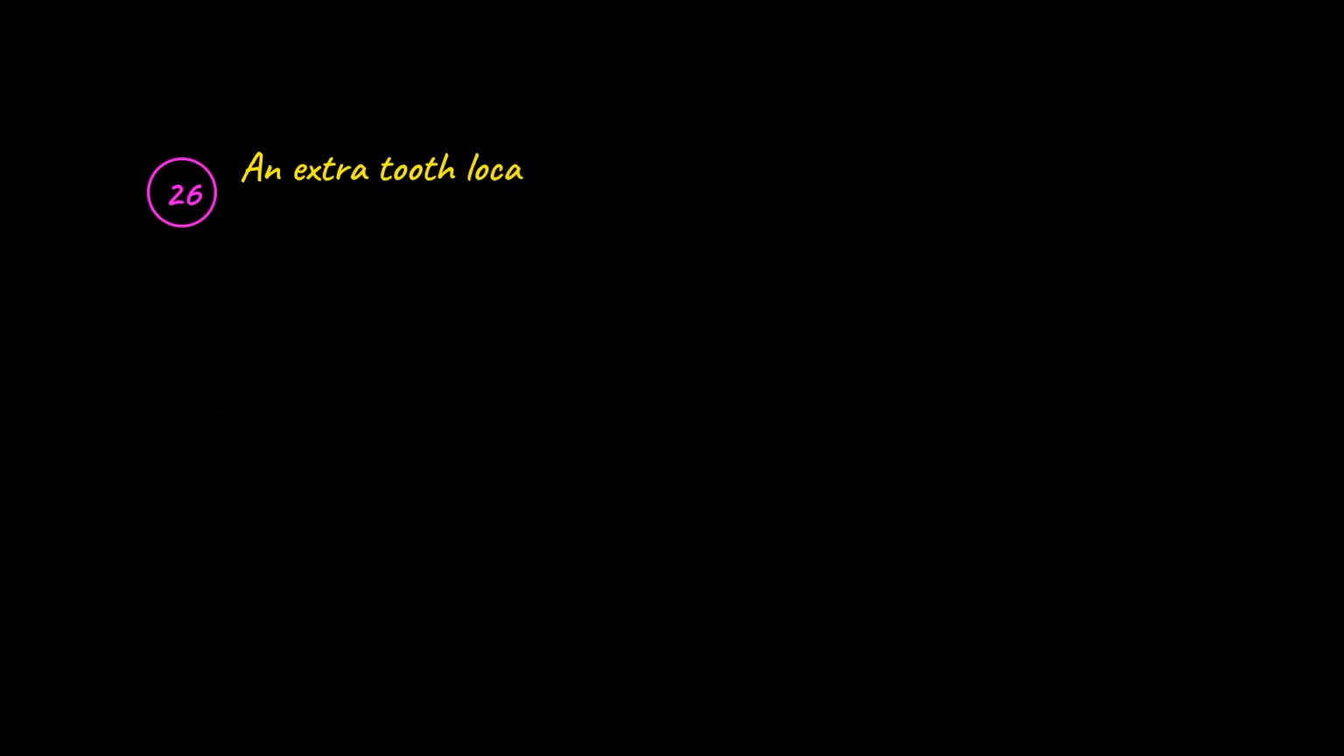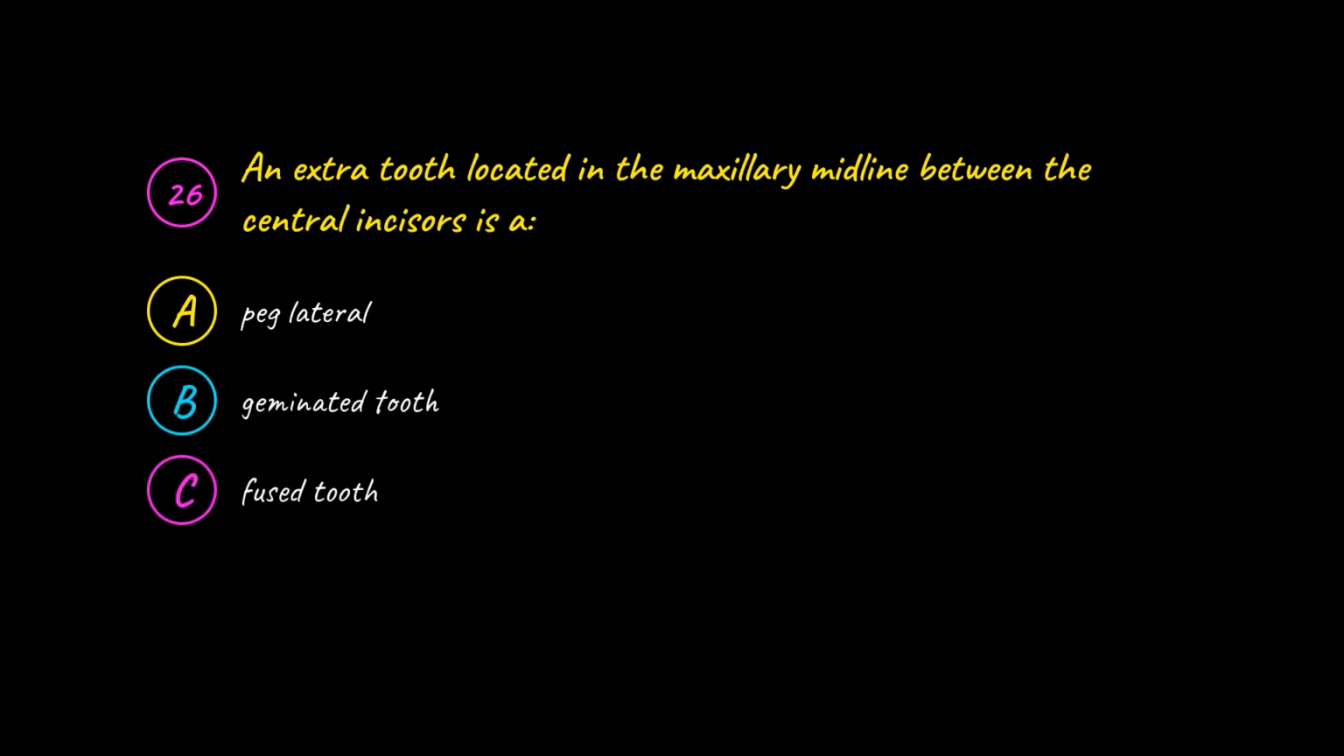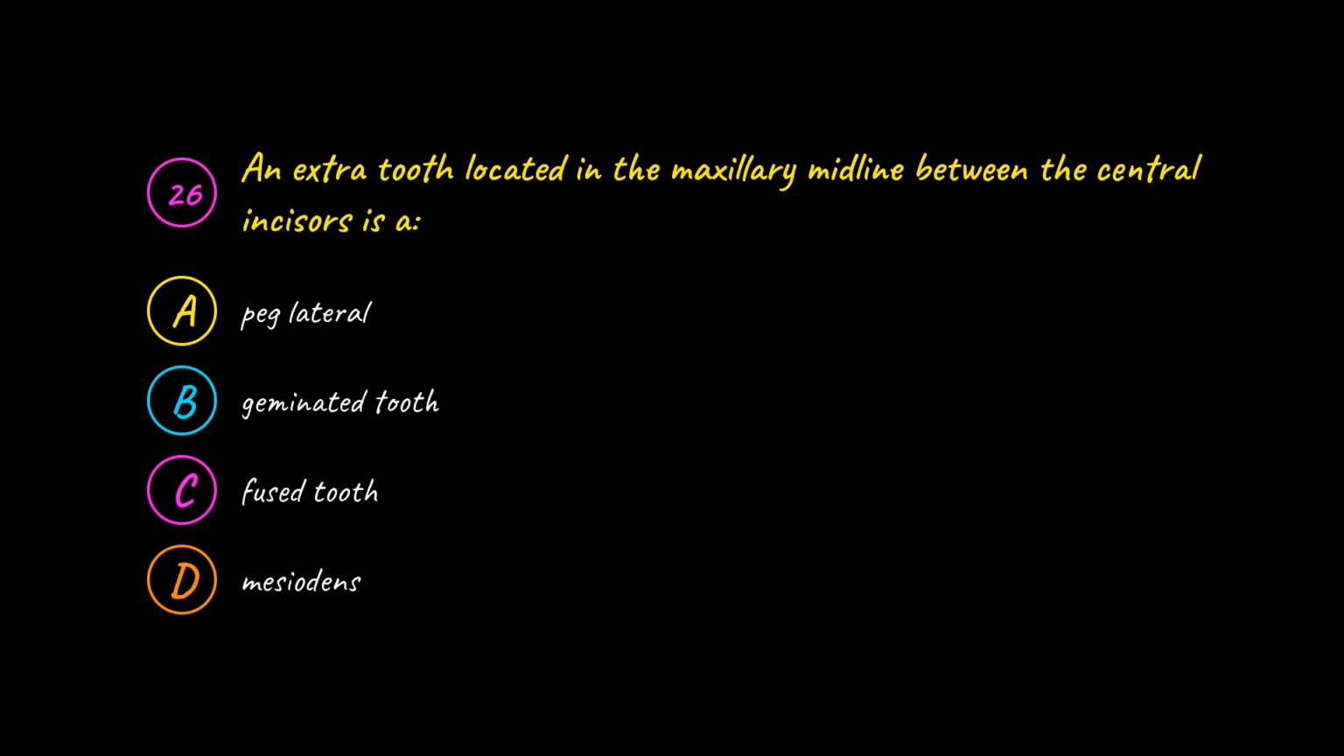Question 26. An extra tooth located in the maxillary midline between the central incisors is: A. Peg lateral, B. Geminated tooth, C. Fused tooth, D. Mesiodens. Take a second. Which answer would you pick?